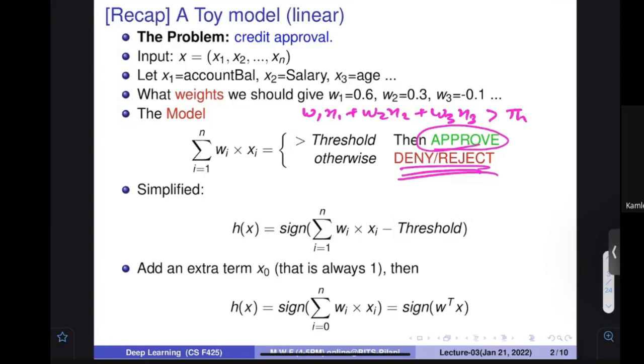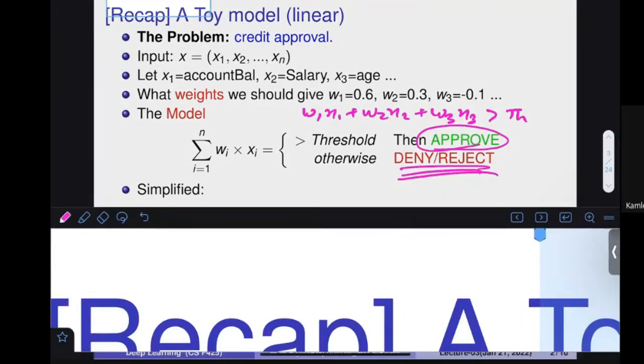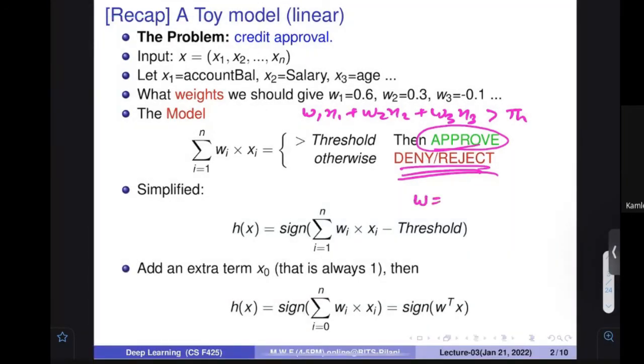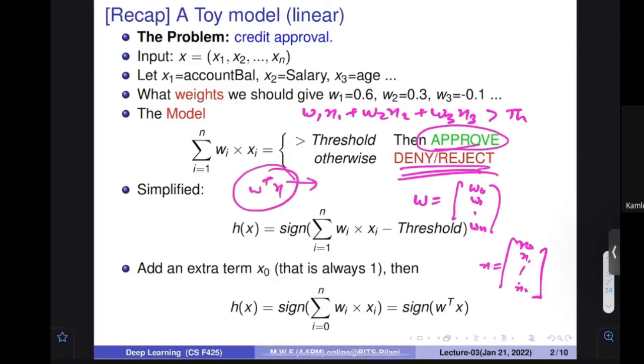In the last class, we have also seen that if we represent the weights as a vector, W0, W1 up to WN, and the inputs as X0, X1 up to XN, then what is W transpose X? W transpose X is again the term by term multiplication, which can be represented by this nice looking formula. Just say W transpose X, it is enough. Last class we have seen this. So we were at this particular point in the last class.